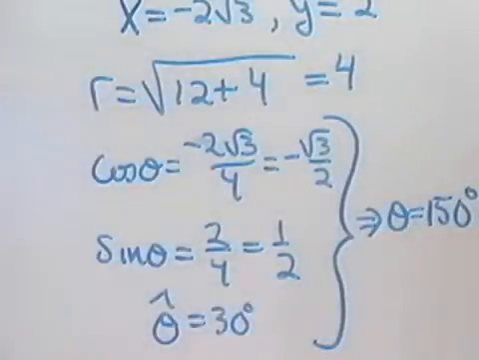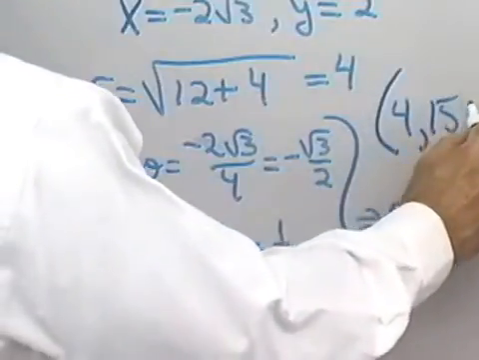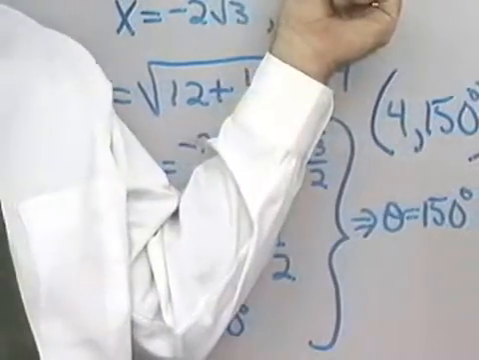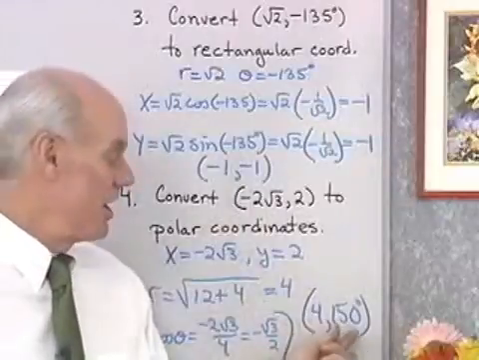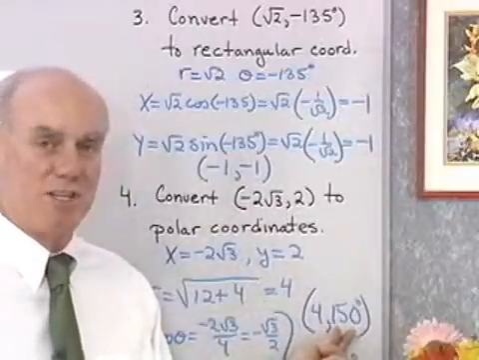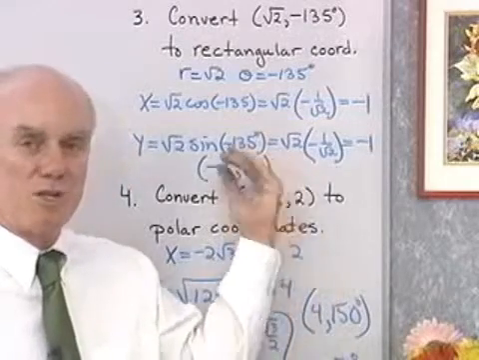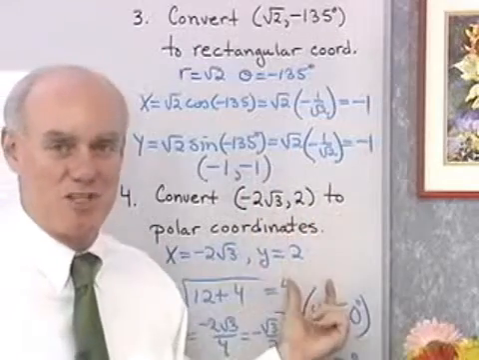So I want to name this ordered pair negative 2 square root 3, 2 in rectangular coordinates, in polar coordinates as the point 4 and 150 degrees. So if I want to get to the same point that's named here in rectangular coordinates using polar coordinates, I'll go 4 units out on an angle of 150 degrees in standard position. So 2 problems right here. One, we start with polar coordinates, change to rectangular coordinates, and then the next one we start with rectangular coordinates and we change to polar coordinates.